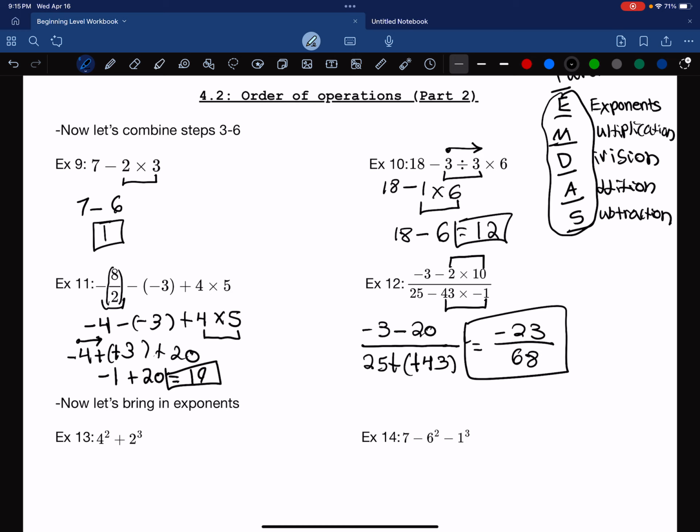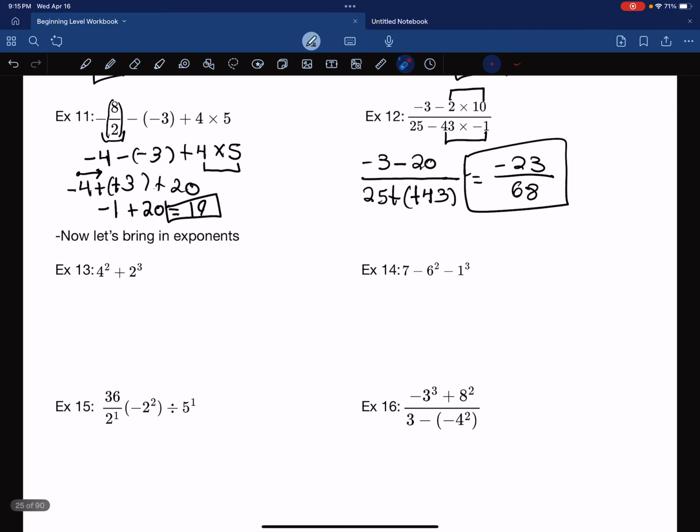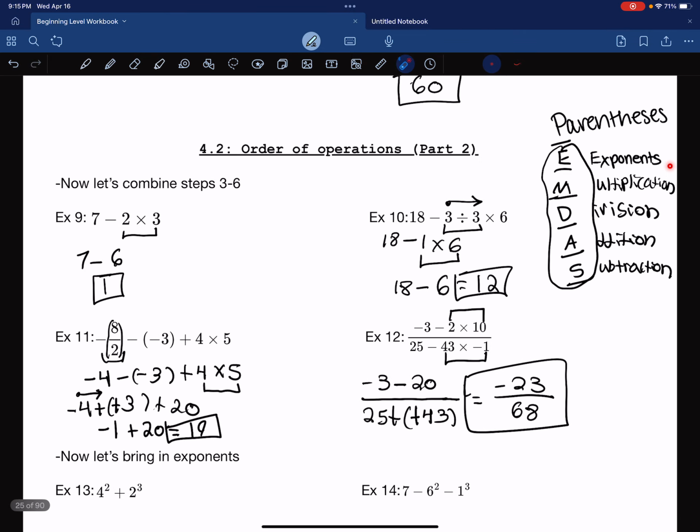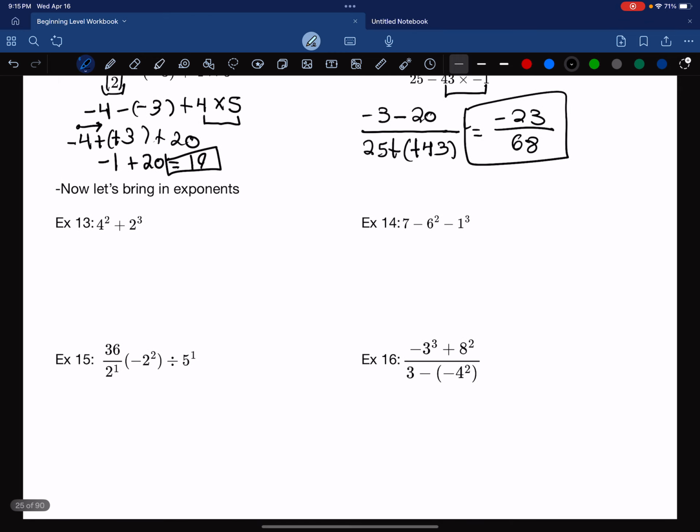Okay, so now that we've got a little bit of a hold on these steps, we're going to bring in some exponents. The same rules still apply, except that when we deal with exponents, we want to do the exponents first, before any multiplication, division, addition, or subtraction. We want to take care of those exponents first. So with that being said, let's work through our first example with exponents.